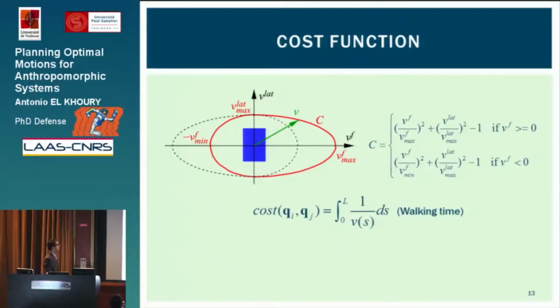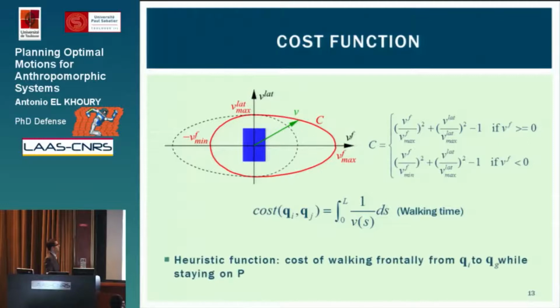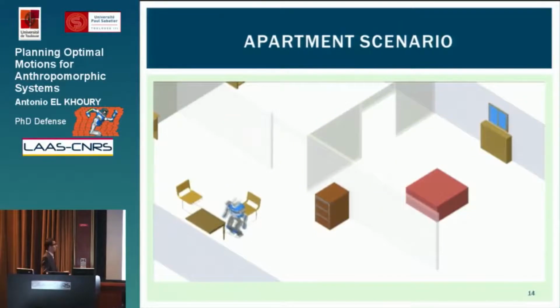And once we have this constraint, we can, for two configurations, QI and QJ, compute the walking time as the integral of 1 over the maximum speed at each point. And additionally to that, we need to define a heuristic function for the A-star such that it is admissible. And so we define the heuristic function as the cost of walking frontally from QI, so any configuration, to the goal configuration while staying on the path P. So with this, we can resolve the same problem.